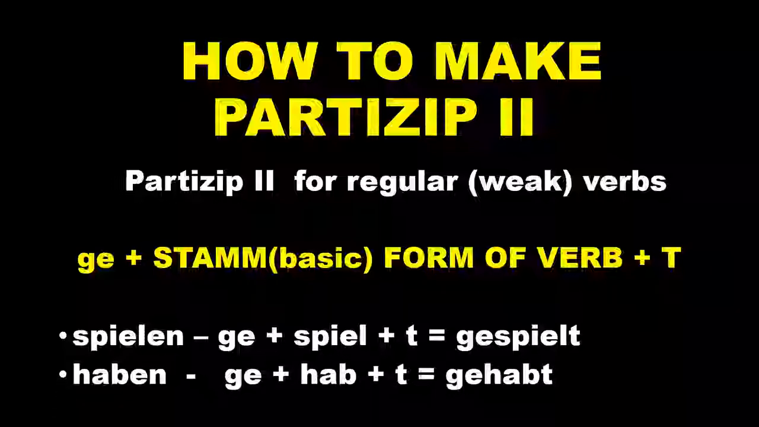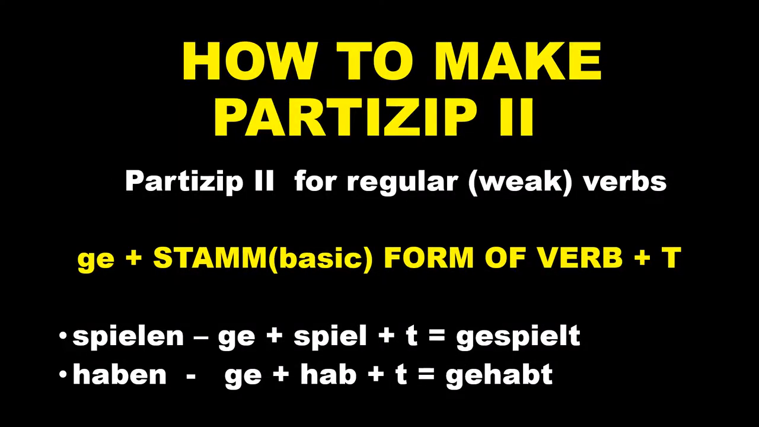Let's take one more example. Haben, a very familiar verb. Now again we have to take the Stamm form or basic form of the verb, that is hab. When we remove en, then we'll get hab. So again, follow the same rule: ge plus hab plus t. So we'll get the Partizip II, gehabt. For the verb haben, we are having the form gehabt.